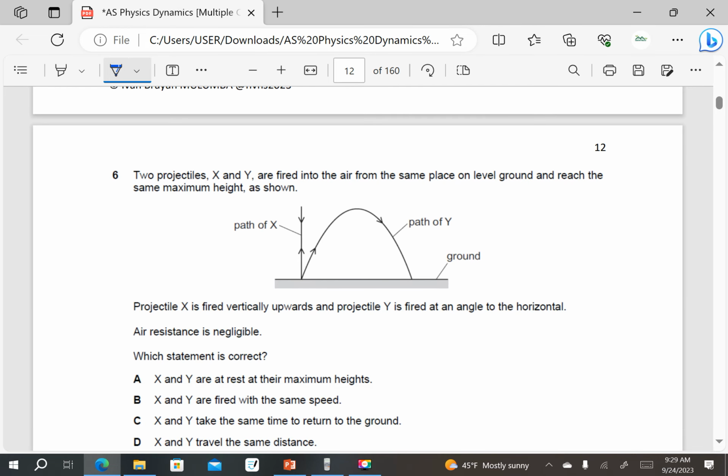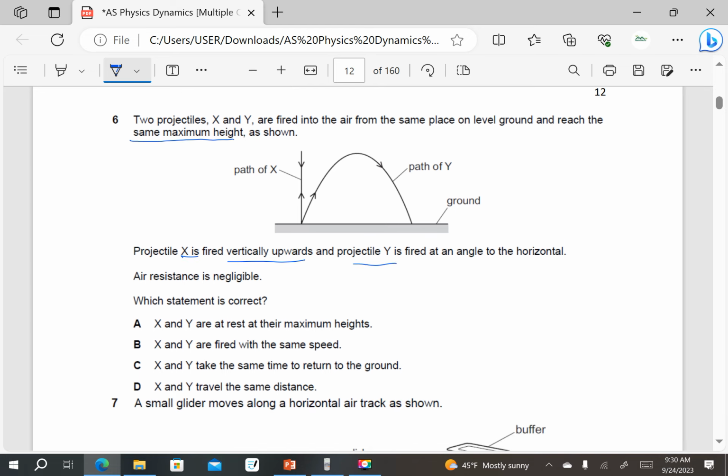Two projectiles X and Y are fired into the air from the same place on level ground and reach the same maximum height. Projectile X is fired vertically, and Y is fired at an angle to the horizontal. Air resistance is negligible, so the acceleration of both is 9.81. If air resistance is negligible, which statement is correct?